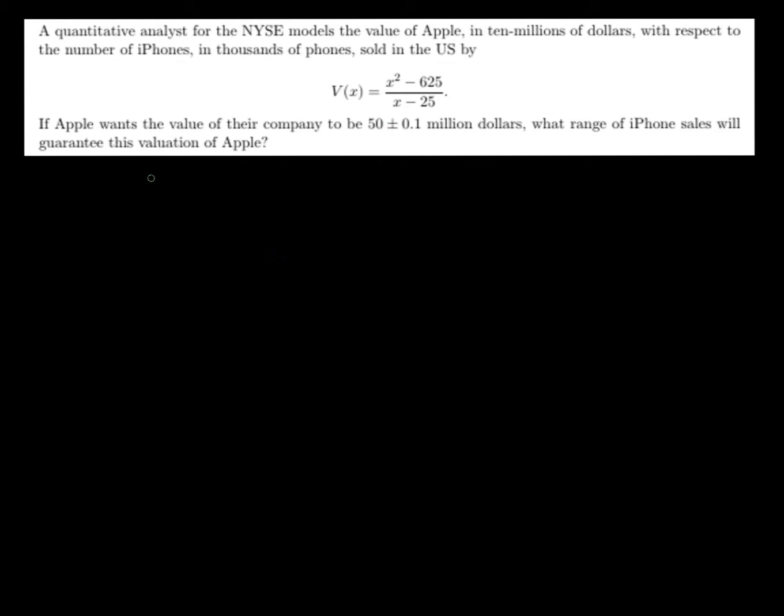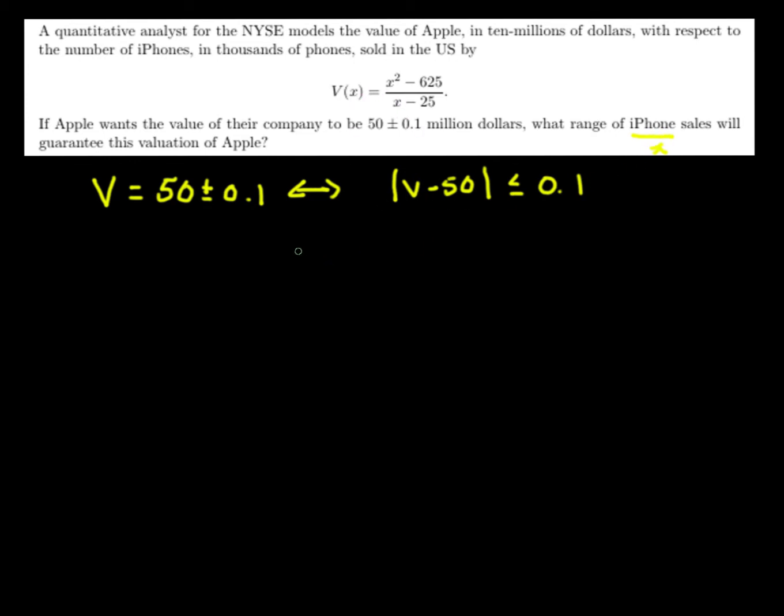We want to know that V is equal to 50 plus or minus 0.1, or writing this in terms of inequalities, this means that the absolute value of V minus 50 needs to be less than or equal to 0.1. And we want to use this to get a handle on the number of iPhones, x, so the number of iPhones being sold.